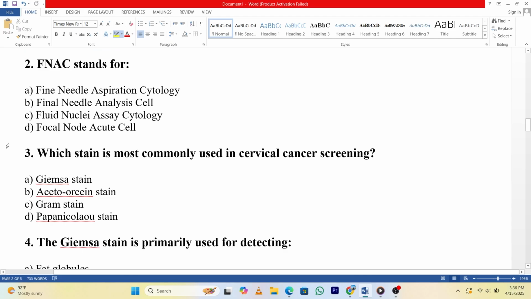Fine needle aspiration cytology. B. Final needle analysis cell. C. Fluid nuclei assay cytology. D. Focal node acute cell. Answer: A.